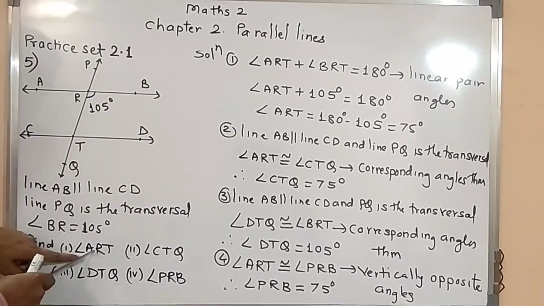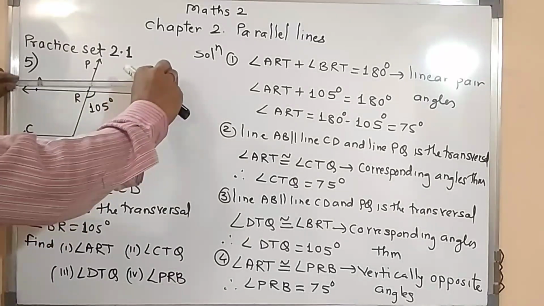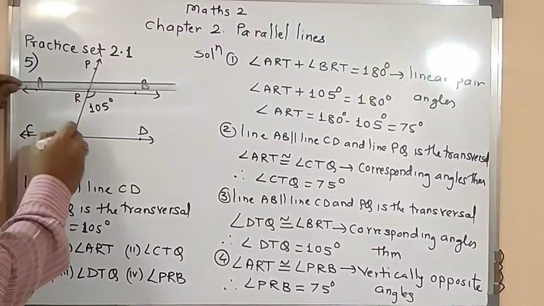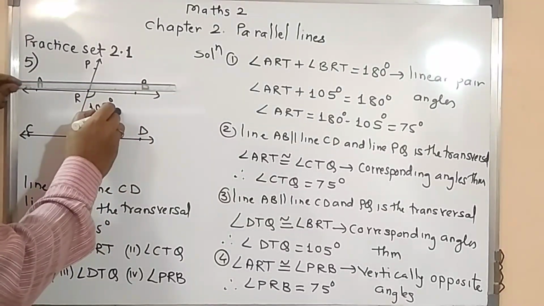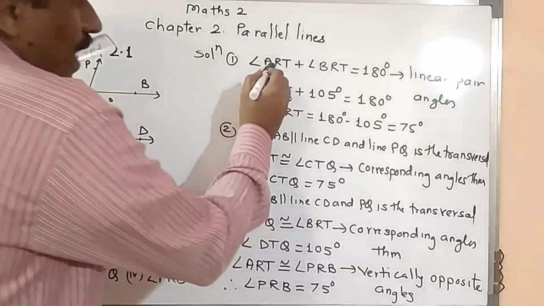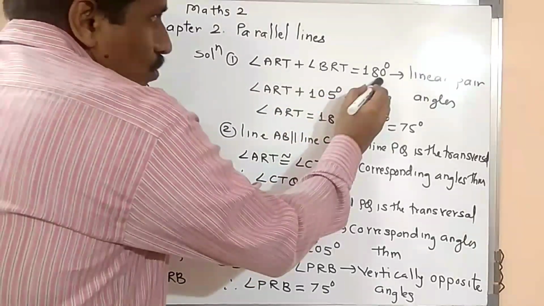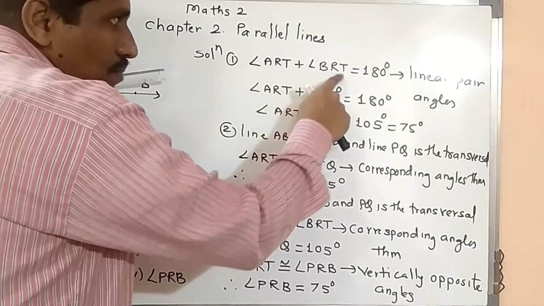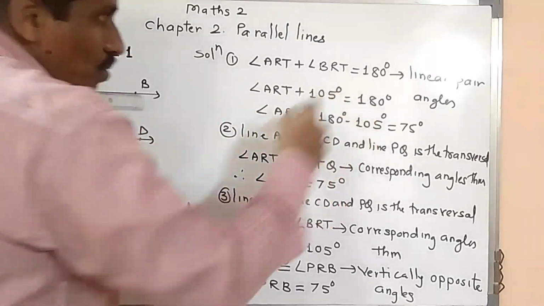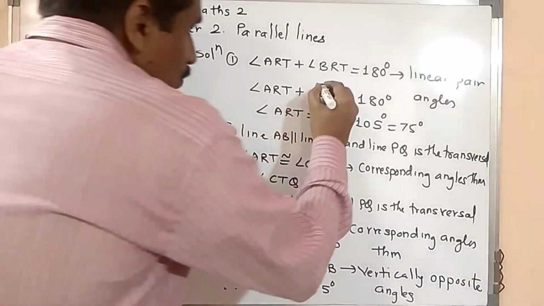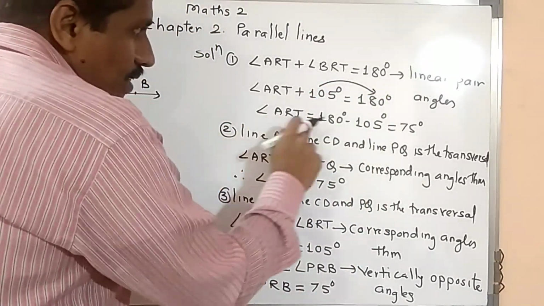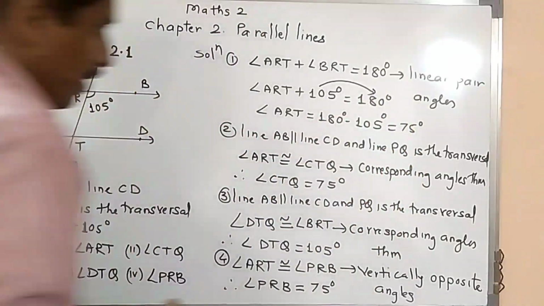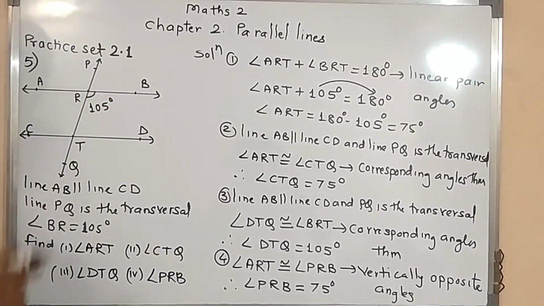First, I will find out angle ART. Look at the board. This is angle ART and this is angle BRT. They form a linear pair. This angle is given to me. So, angle ART plus angle BRT is equal to 180 degrees, linear pair angles. Angle ART plus, substituting angle BRT as 105, is equal to 180 degrees. If I transfer this 105 to this side, angle ART is equal to 180 degrees minus 105 degrees, that is equal to 75 degrees.